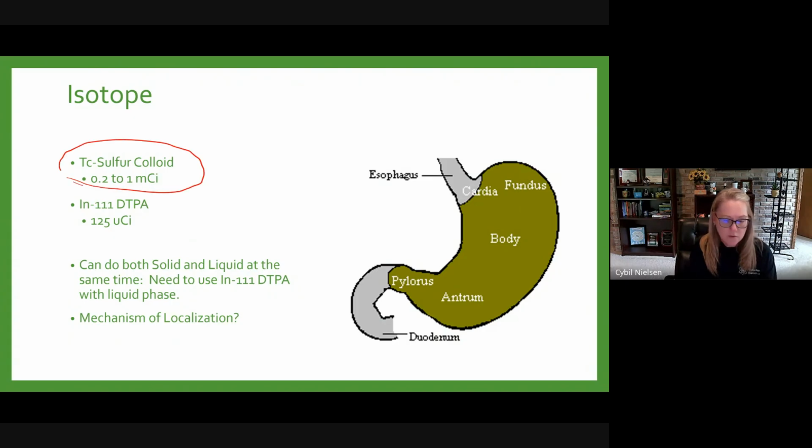All right, so there's the dose for sulfur colloid. If you do liquid and solid at the same time, you can do liquid with indium-111 DTPA.